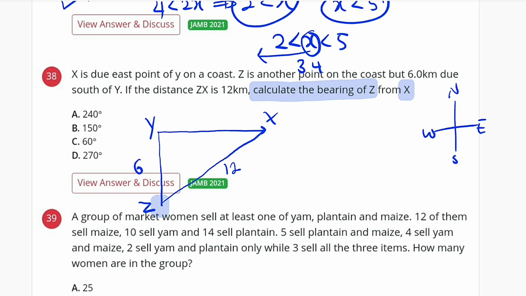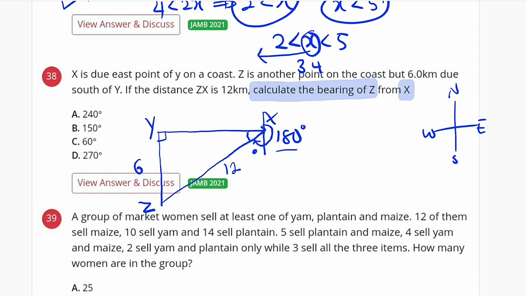So let me show you how to calculate the bearing from x. If we have our cardinal points like this, at the back right here, we have 180 degrees. So we don't have a problem with this. This is 180 degrees. So we need this angle right here. Whatever angle is here, we add it to 180 degrees. That will give us the bearing of z from x, because we want to find that angle that goes from the north of x down to the line leading to z. So if we can find this angle right here, we are halfway done.